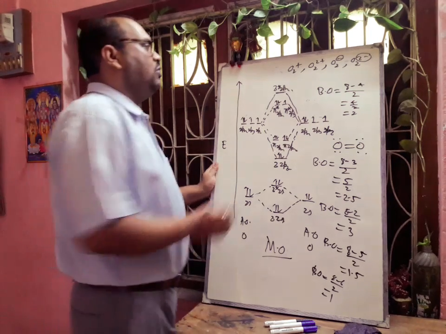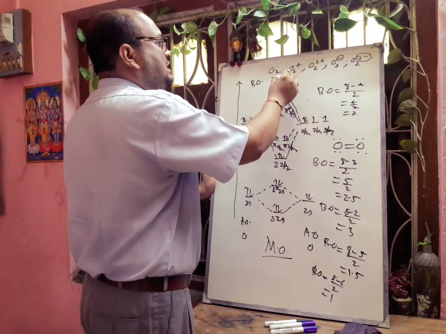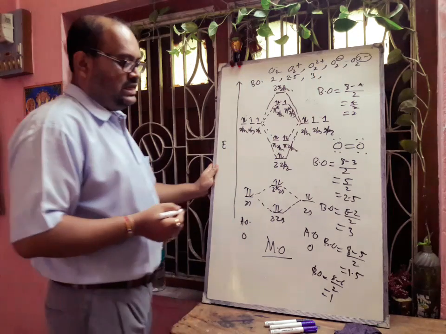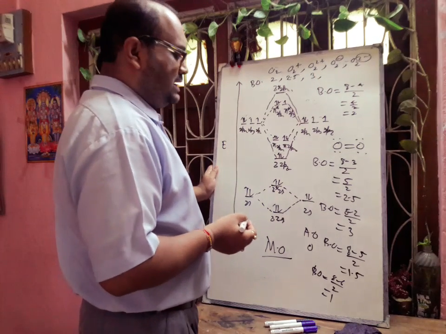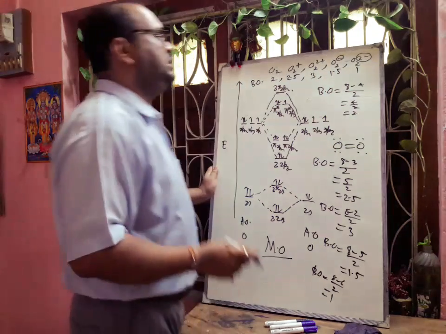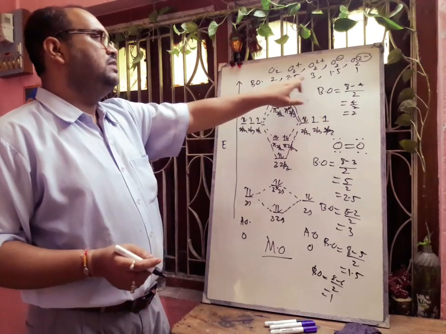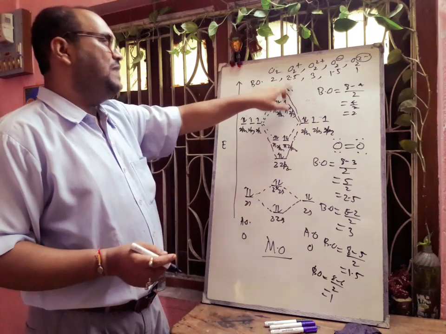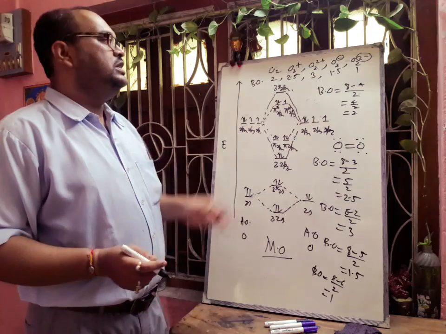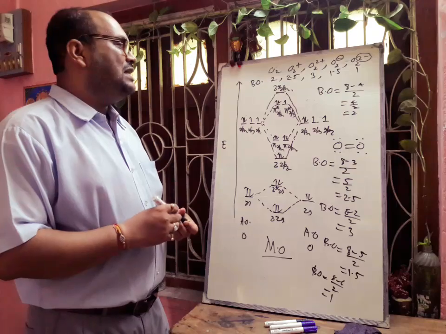So in case of O2, what is the bond order? That will be 2. In case of O2 plus, it is increasing to 2.5. O2 2 plus is 3. And in case of O2 minus, as we have discussed, the bond order is 1.5, and in case of O2 2 minus, it is 1. So the highest bond order will be in O2 2 plus, then O2 plus will come, then O2 will come, then O2 minus will come, then O2 2 minus will come. In this way, we calculate the bond order as well as their magnetic behavior.